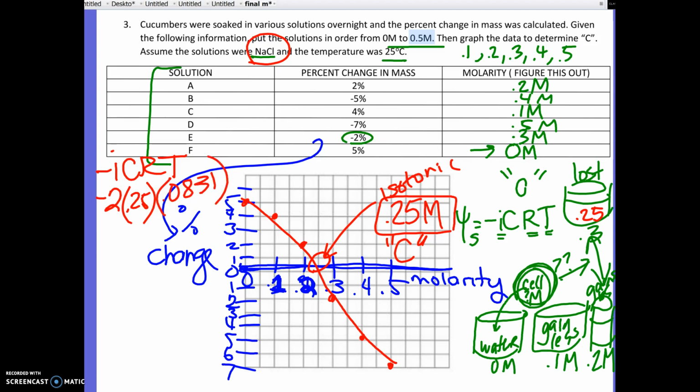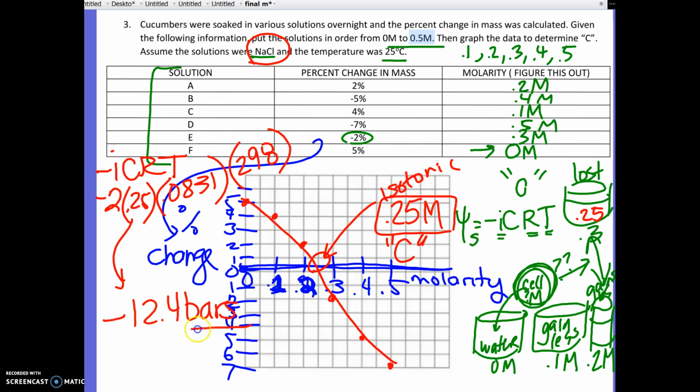0.0831. That's your constant. That's on the formula sheet. And what do you need to do to the temperature? Perfect. Change it to Kelvin. So this is going to end up being 298. For mine, when I plug all of that in, I got negative 12.4 bars.